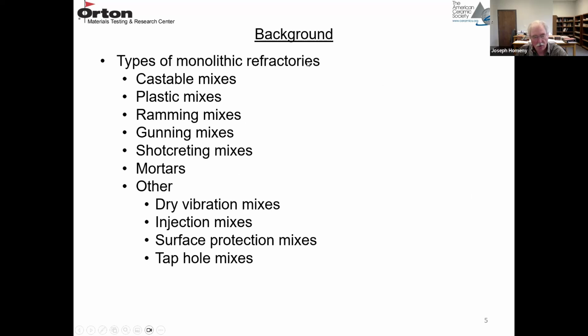So there's a whole range of monolithic refractory products. There are castable mixes, plastic mixes, ramming mixes, gunning mixes, shotcreting mixes, and mortars. Those are the most common. There are a few others that are less common: dry vibratable mixes, injection mixes, and surface protection mixes. These are sprayed on. And tap hole mixes, primarily for blast furnaces.